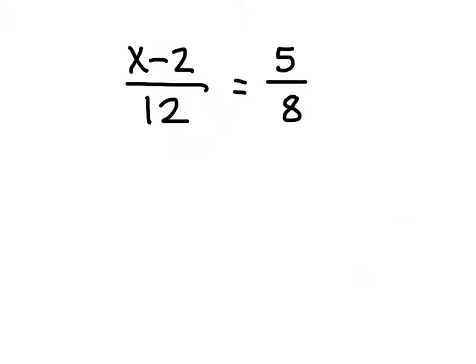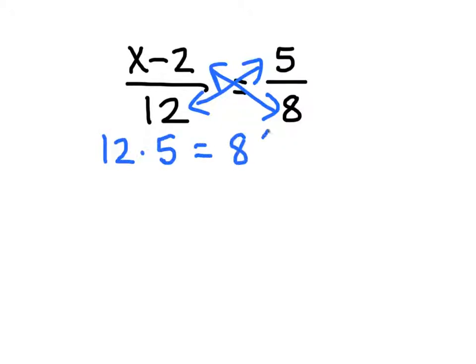All right, here's our next example. Go ahead and pause the video, solve the equation, then restart to check your answer. Welcome back from pausing the video. The cross products are going to equal one another. So we have on one side 12 times 5, the other side 8 times x minus 2.